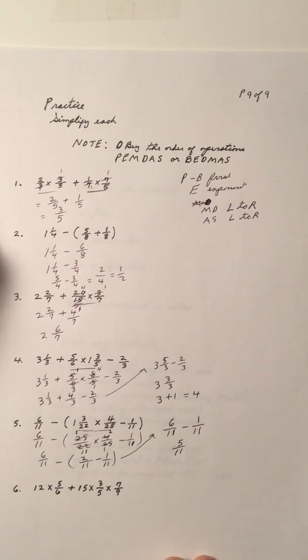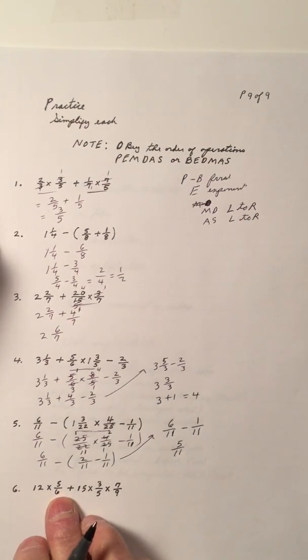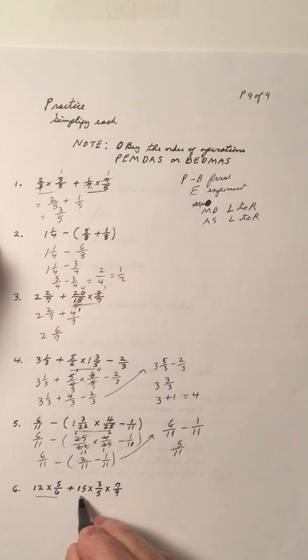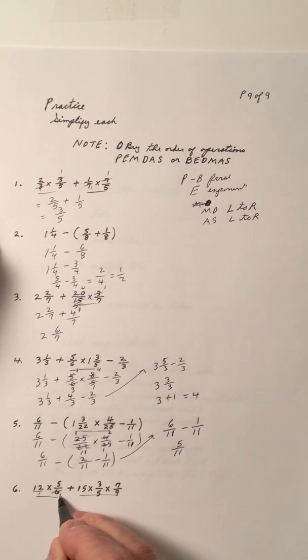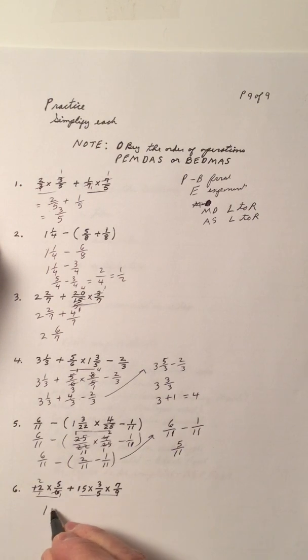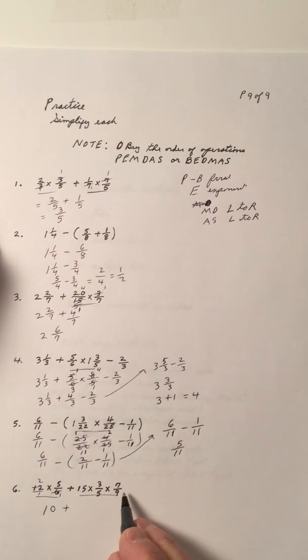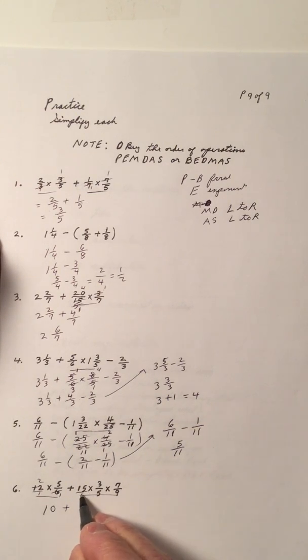And number 6, I have to multiply first, and then I got to do this multiplication. There's no brackets, there's no exponents, so multiply. When I multiply, that 12 is over 11. I can cancel in multiplication once, twice. That gives me a 10. Now I got 3 multiplications. Cancel. 15 is over 1.